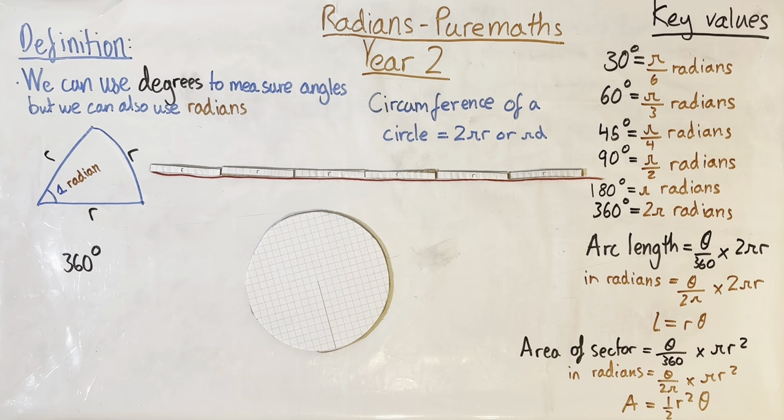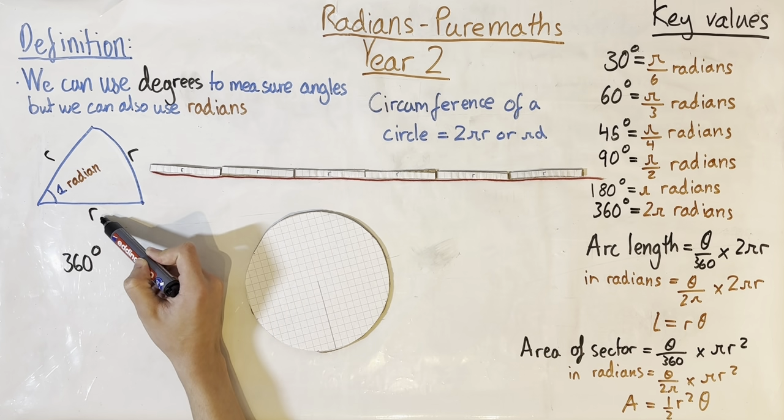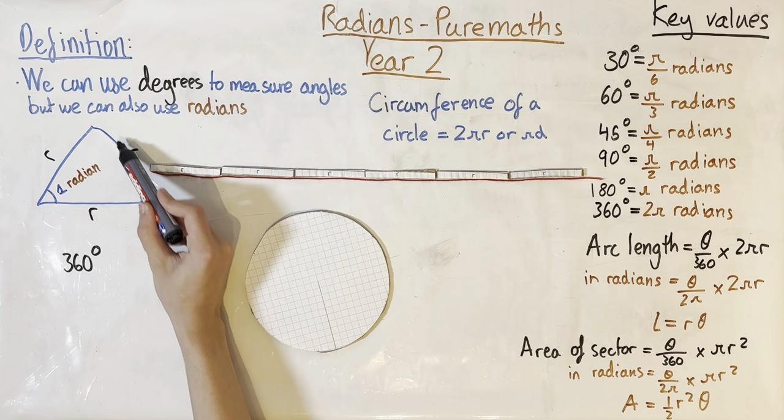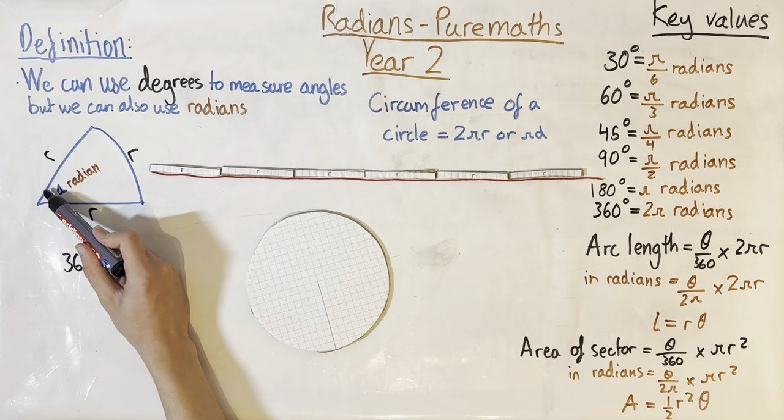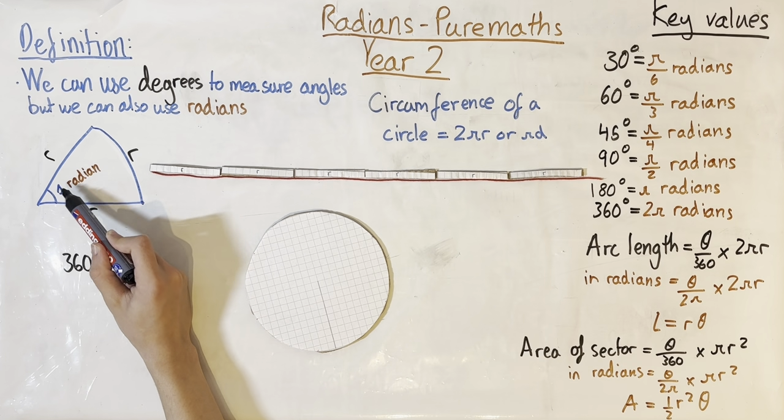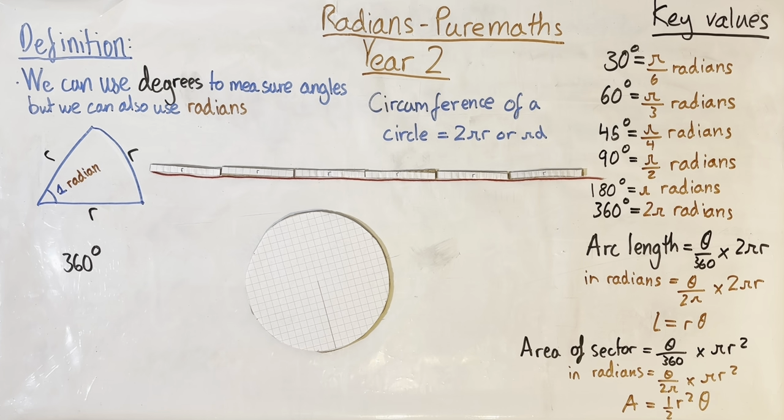But today we'll be looking at radians, which are another way we can measure angles, which is more commonly used in more advanced mathematics, and that's what we're going to be learning today. So what is a radian? Where we have one radius here, and the arc length is the same as the radius, the angle made in that sector is 1 radian.